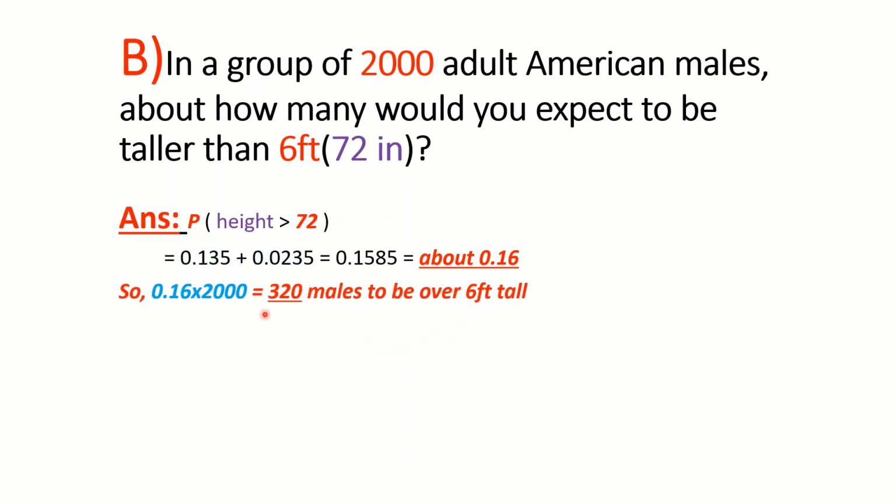Finally, we need to multiply the probability that we obtained here by the total number of adult American males to find the number of adult American males who are taller than 72 inches. 0.16 times 2000 is about 320 males to be over 6 feet tall.